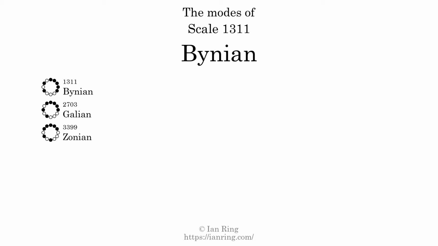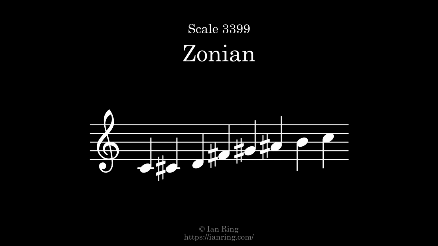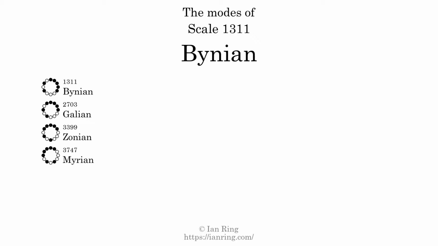The third mode is scale 3399, also known as Bynian. It sounds like this. The fourth mode is scale 3747, also known as Bynian. It sounds like this.